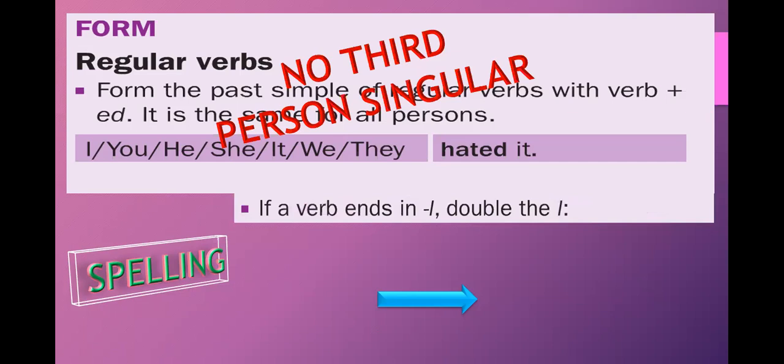Last one, if a verb ends in L, we have to double the L, okay? But this is something that can be omitted in some verbs when we are using American English. Remember that for this course, we're technically learning, practicing, and using British English. That's why we have this rule of the double L. For example, travel changes into traveled, spelled with double L.